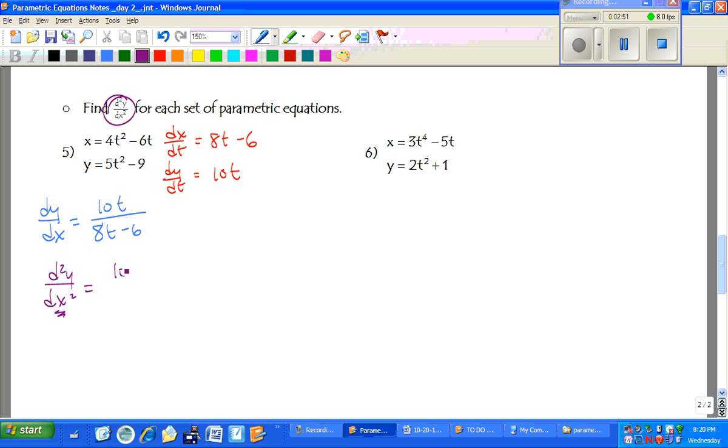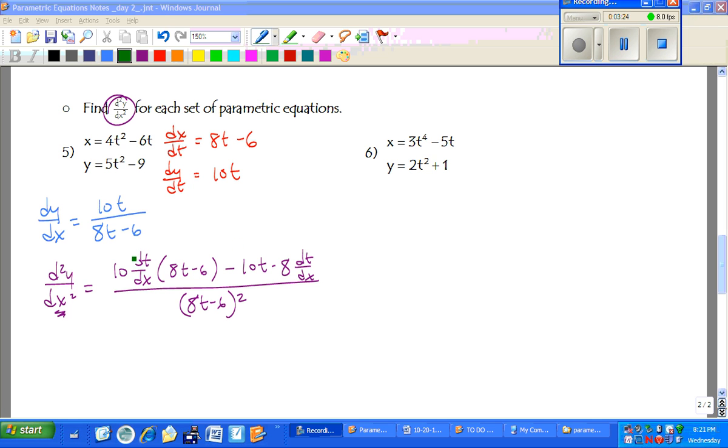Derivative of the top is 10, but since it's t and we're doing this in terms of x, it's 10 times dt/dx. So whenever we take the derivative of t, we have to multiply by dt/dx, times the bottom, minus the top times the derivative of the bottom. So bottom derivative is just going to be 8 times dt/dx, all over the denominator squared.